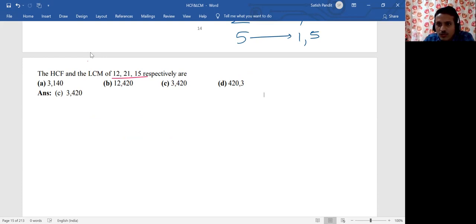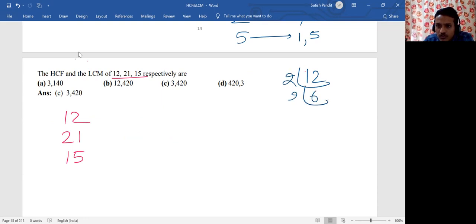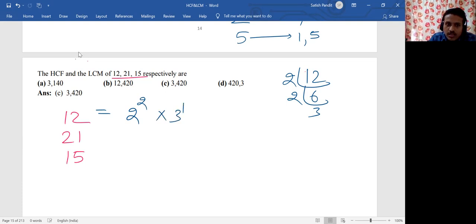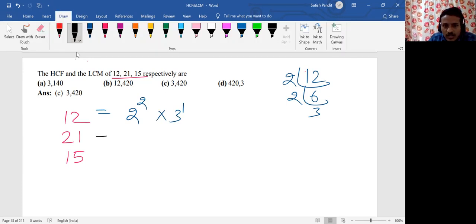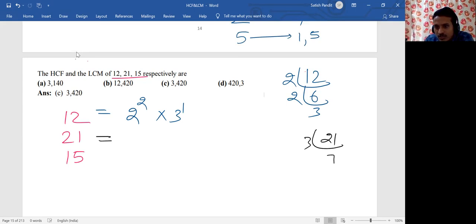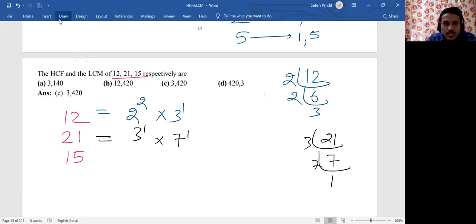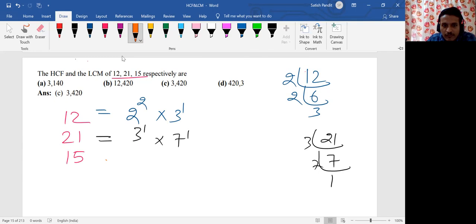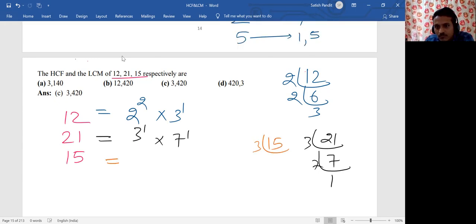It is not tough. First of all, I have the numbers 12, 21 and 15. Yes or no? See, 12, how can I write as a product of prime factors? 2 6s are 12, 2 3s are 6. So I can write this as 2 to the power 2 into 3 to the power 1. Next, 21: 3 7s are 21, 7 1s are 7. So the answer is 3 to the power 1 into 7 to the power 1. Next, I have 15: 3 5s are 15, 5 1s are 5. So 3 to the power 1 into 5 to the power 1.